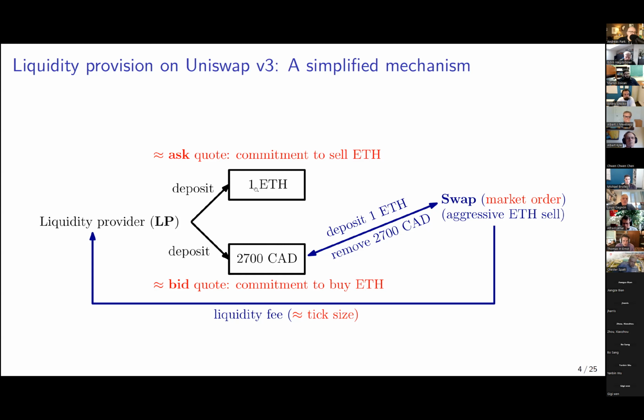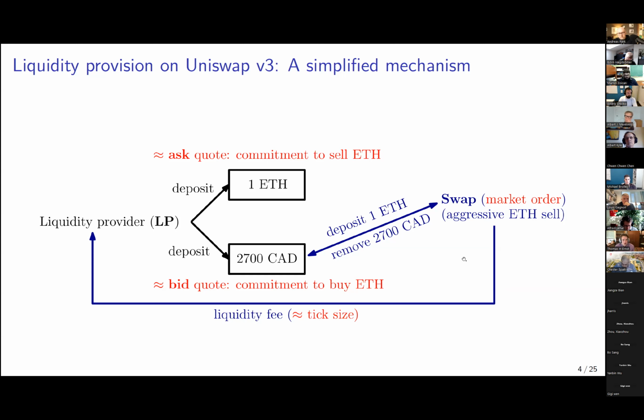So here's a deposit of 1 Ether and 2.7K Canadian dollars. There are actually rules that constrain what proportions you need to deposit, and that's part of the automated market maker. That's not going to be the focus of this paper. The focus of this paper is literally the decision on how actively to manage liquidity and on which market, on which tick size to put it on.